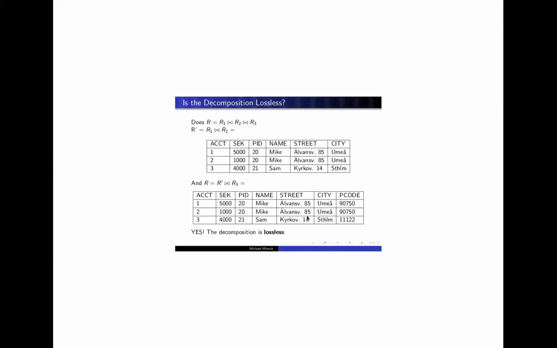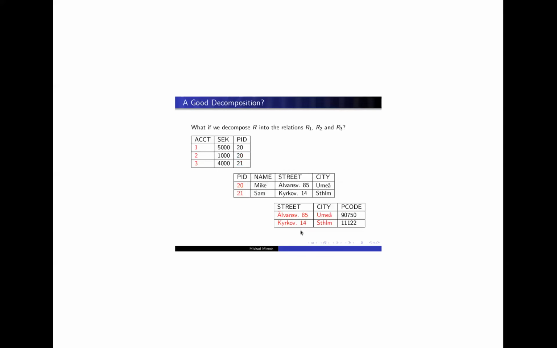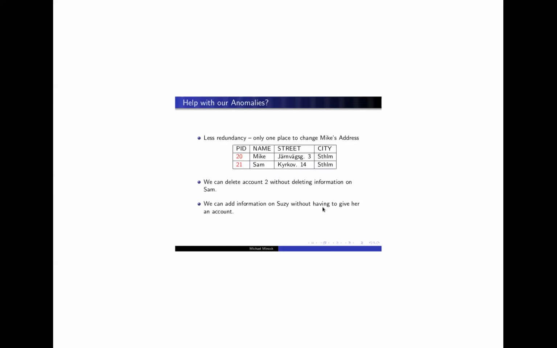So these are some special terms that you have to get used to: what a decomposition is, and what it means for it to be lossless and lossy. Lossy is the opposite of lossless. This right here is a good decomposition because it helps us with all of the anomalies we had before. For instance, it's less redundant. There's only one place to change Mike's address here. If you want to change his address, you can go into this table and make the change in one spot. So we no longer need a complicated way to update that address. Once that address is updated, it's true for the whole database.